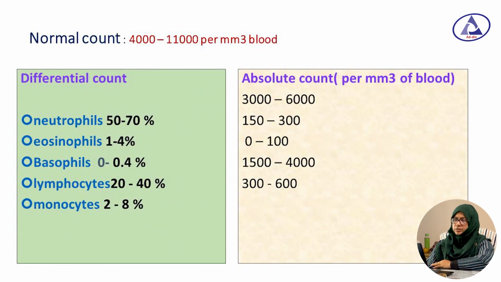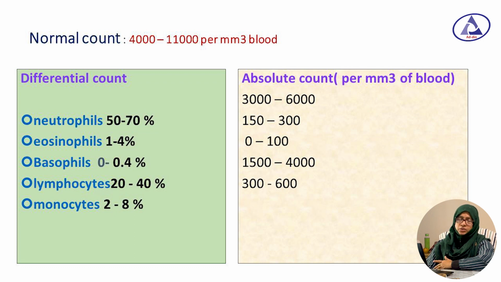Now let us discuss the differential count and normal count. Its normal count is about 4,000 to 11,000 per cubic millimeter of blood. Differential count is actually the count of the cells in 100 cells. Neutrophil is present most in percentage, that is 50 to 70%. Then lymphocyte, that is 20 to 40%, and other cells are eosinophil 1 to 4%, basophil 0 to 0.4%, and monocyte 2 to 8%.